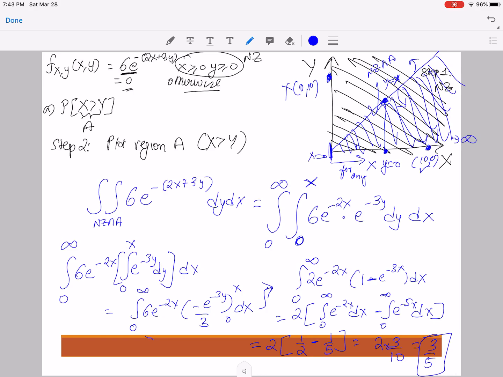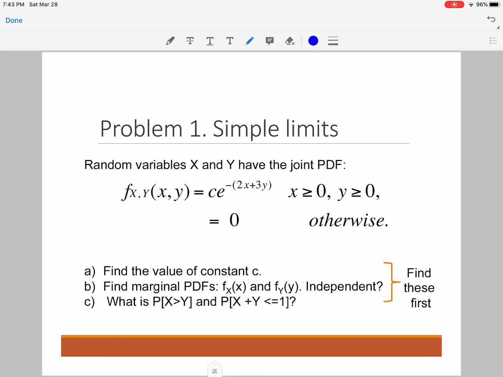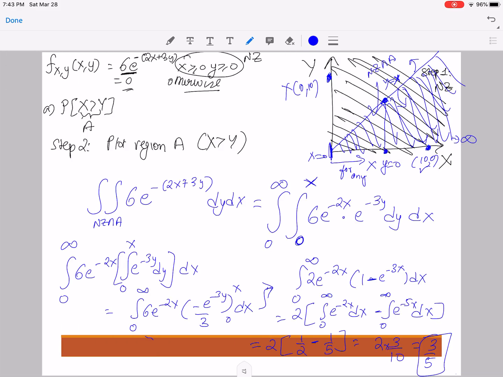So that's how you solve probability problems with those 3 steps. So this is part A, probability that x is greater than y. Now let's solve the probability that x plus y is less than or equal to 1. That's the next thing that I want to find. X plus y is less than or equal to 1.